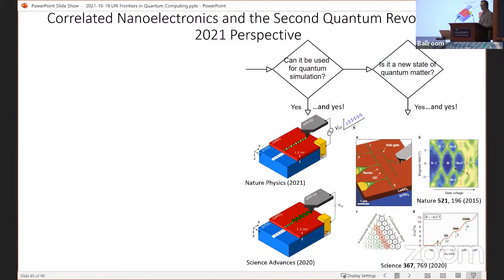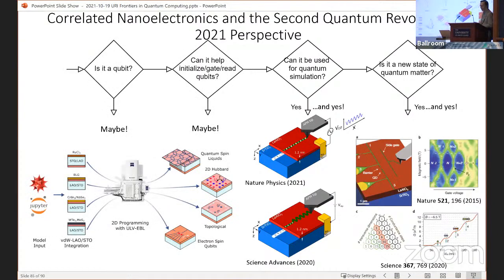And then for quantum simulation, we have two examples, two families of structures in one dimension, that we've already demonstrated. And then all of the questions: can it be used for quantum information? Can it be used to help process quantum information in other systems, or could it be used for quantum simulation in 2D? Or is it a qubit? Maybe. This is something we're really excited to be working on this year and in the years to come.